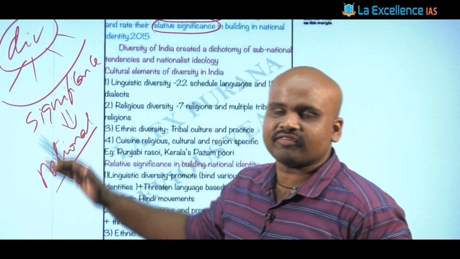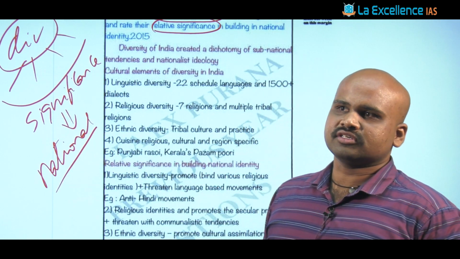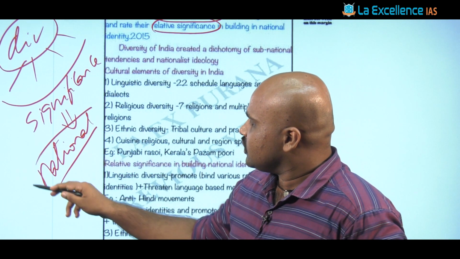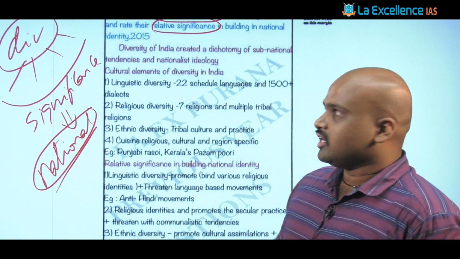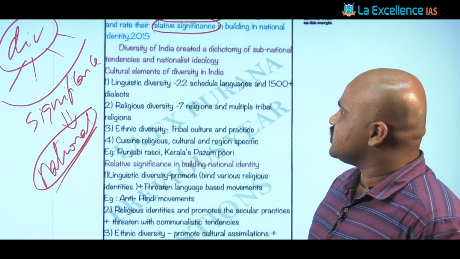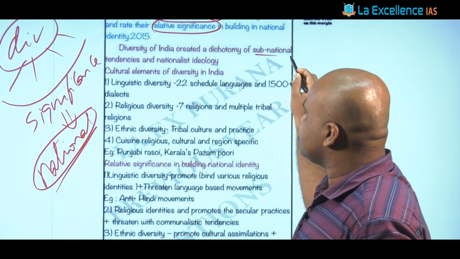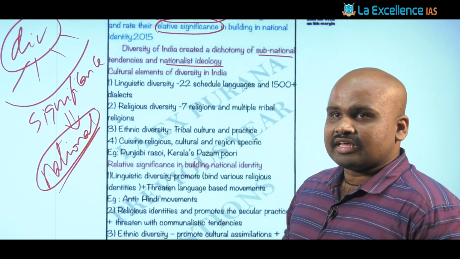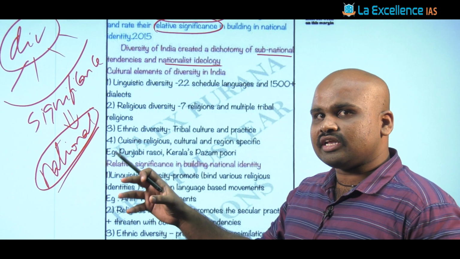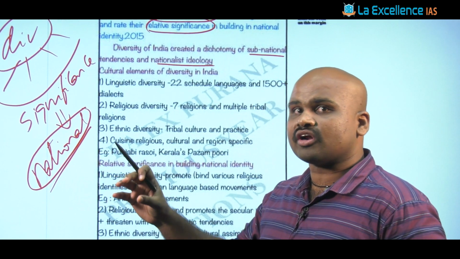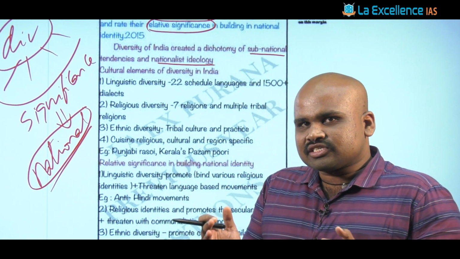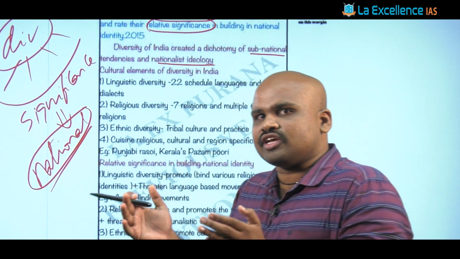This is the navigation, this is the direction of your answer. In the first part of your answer, we were supposed to talk about national identity. In the introduction we have given, that the diversity of India created a dichotomy of sub-national tendencies and nationalist ideology. That means Indian society, being a diverse region, has a lot of scope for sub-nationalist tendencies. And you see that these sub-nationalist tendencies are in conflict with the nationalist ideology.